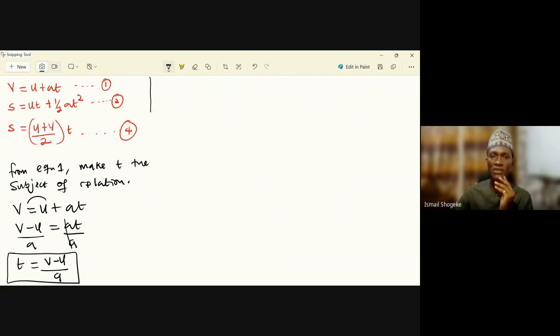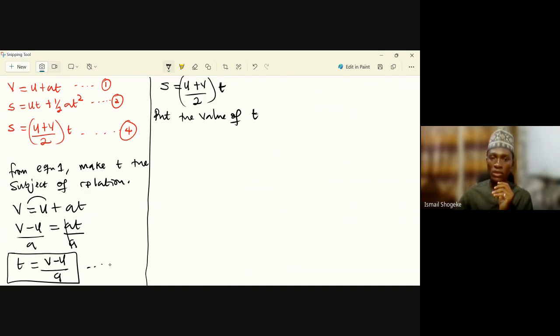Now to make this make a lot of sense, we need to substitute the value of T into equation 4. Remember from equation 4 that S is equal to (U plus V) over 2, multiplied by T. Now put the value of T, let's call this equation 5, into equation 4. So whatever T is from equation 5, we're going to substitute that into equation 4.